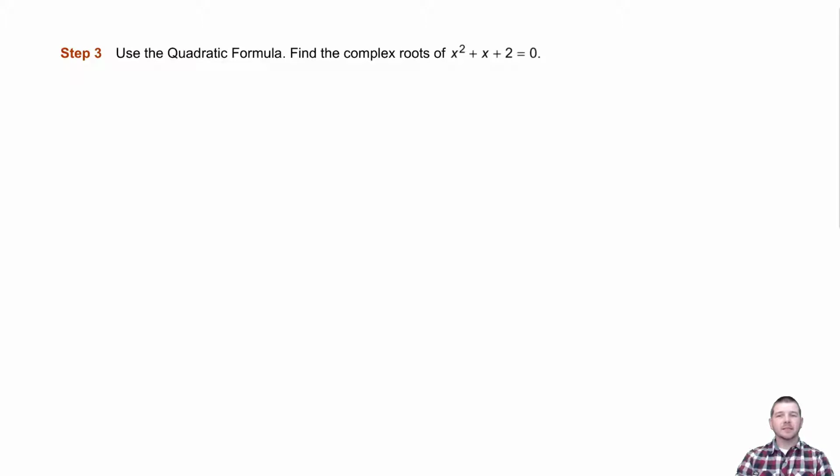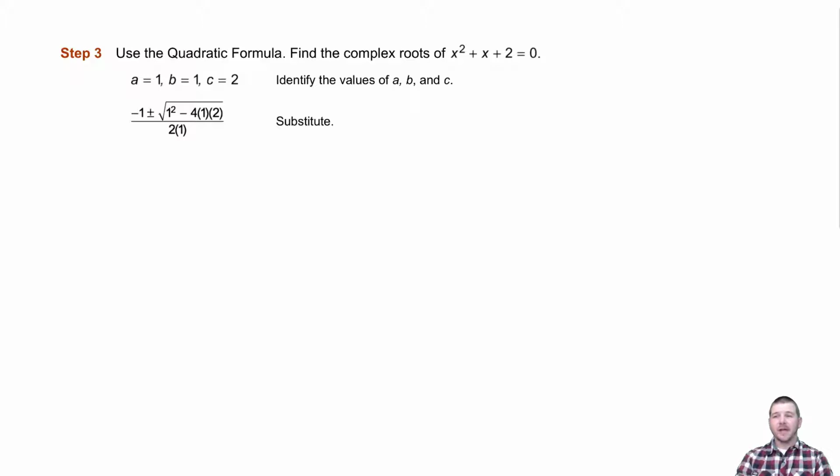Noting that the quadratic x squared plus x plus 2 doesn't factor easily, we'll use the quadratic formula and find the complex roots of x squared plus x plus 2 equals 0. In this case, a is 1, b is 1, and c is 2. Recall the quadratic formula, negative b plus or minus the square root of b squared minus 4 times a times c all over 2a.